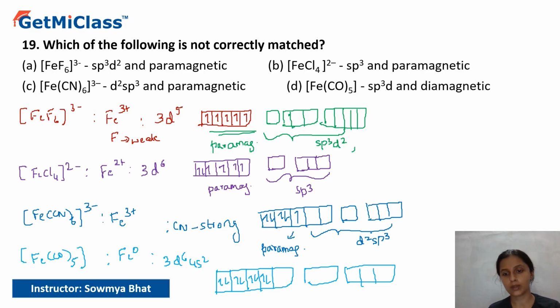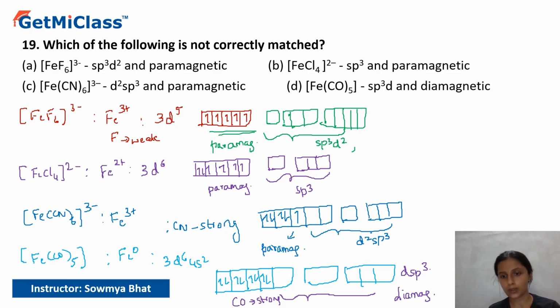So the hybridization here, carbonyl being a strong ligand, there are 5 ligands in total. So the hybridization is dsp3, and here there are no unpaired electrons, so this would be diamagnetic in nature.